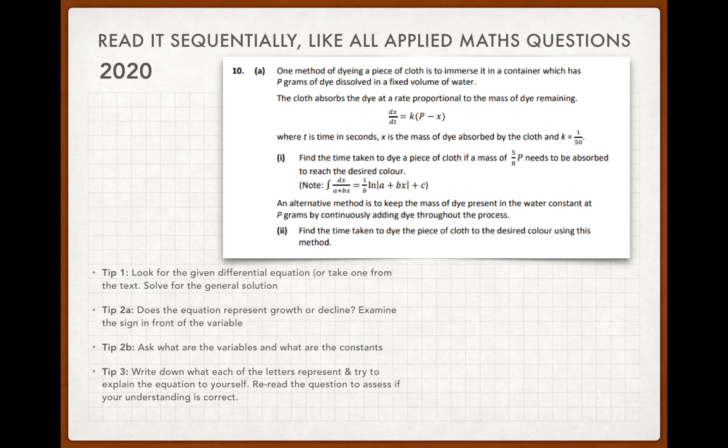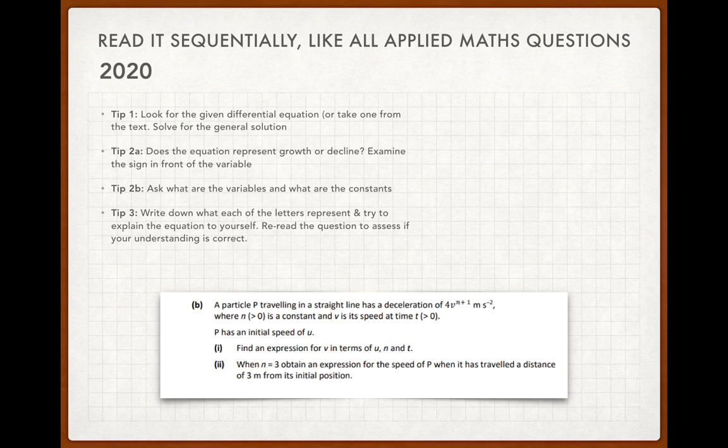And we're looking to find the time to dye the piece of cloth to the desired colour using this method. This one will obviously be quicker, and it should be quicker because the amount of dye in the water is constant throughout. So the x value, which is the dye being absorbed by the cloth each second, will be a constant in all cases. Okay, so I'll ask you to go in and do it and correct it, and I'm going to go on to 2019 and go through it again. So pause the video, do your work, come back, and we'll do 2019.